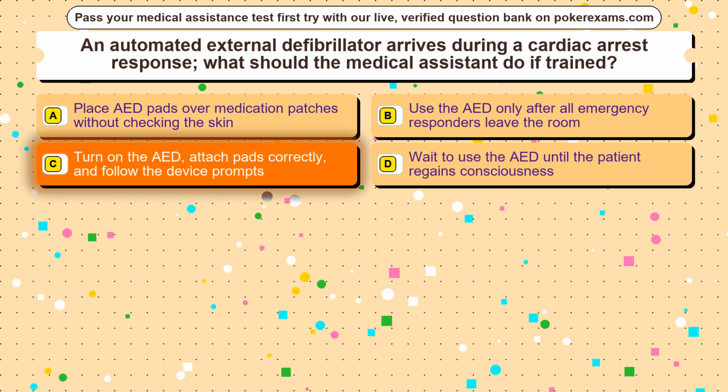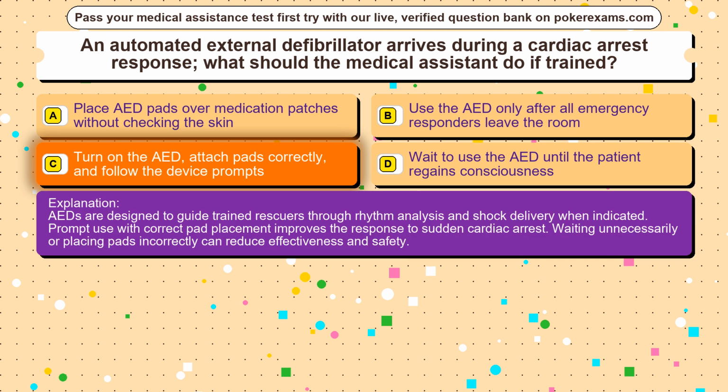The correct answer is option C. Turn on the AED, attach pads correctly, and follow the device prompts. AEDs are designed to guide trained rescuers through rhythm analysis and shock delivery when indicated. Prompt use with correct pad placement improves the response to sudden cardiac arrest. Waiting unnecessarily or placing pads incorrectly can reduce effectiveness and safety.